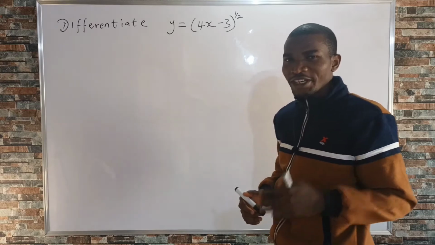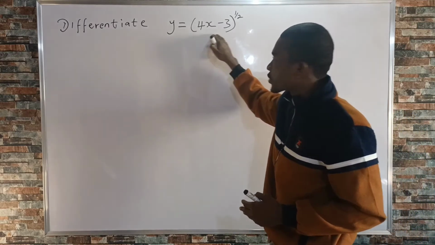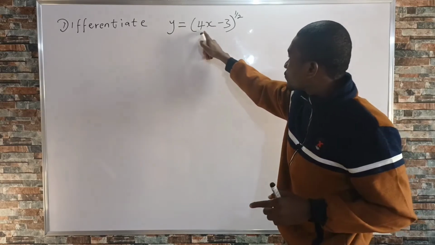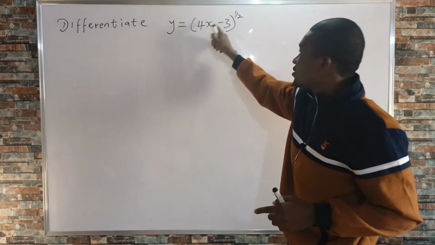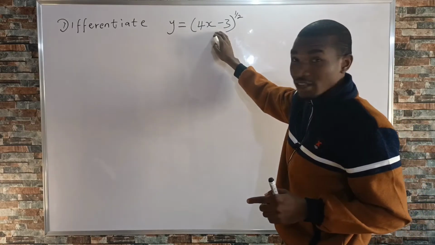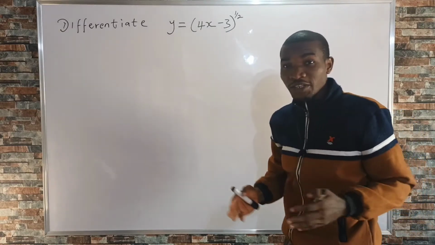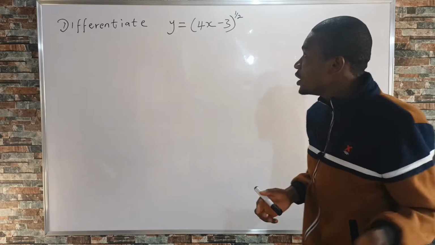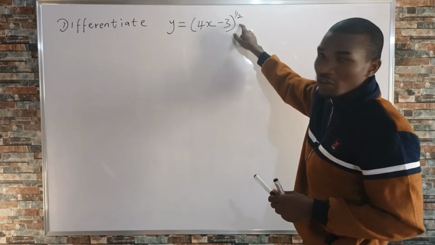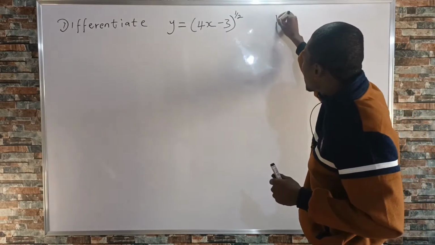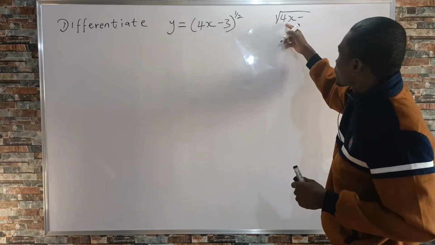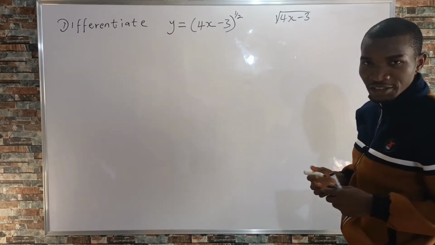First thing first, if we try to open up this bracket, remember the expression contained in the bracket is 4x minus 3, and this expression is raised to the power of half. To open up this bracket or to expand it is somehow difficult, right? Because the only way you can put this expression, which is raised to the power of half, is by just taking the square root of it. And the square root of it is just the square root of 4x minus 3.